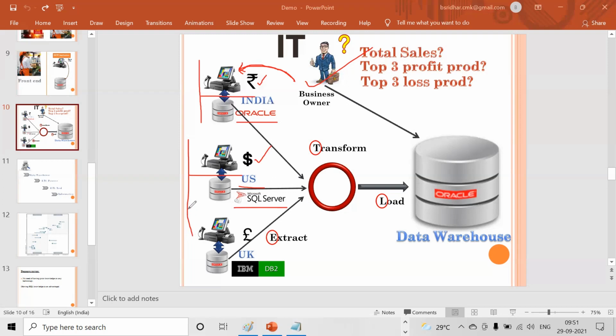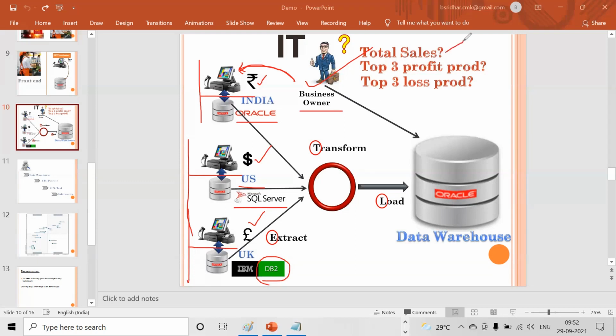And after a certain time, he moved to the UK as well. So there also he started business, and the database used is DB2 for transactions storage. And as it is the UK, the amount is going to be in pounds, obviously. So all good, going on fine. So he is happy. But at one point of time, the business owner got a few questions in mind.